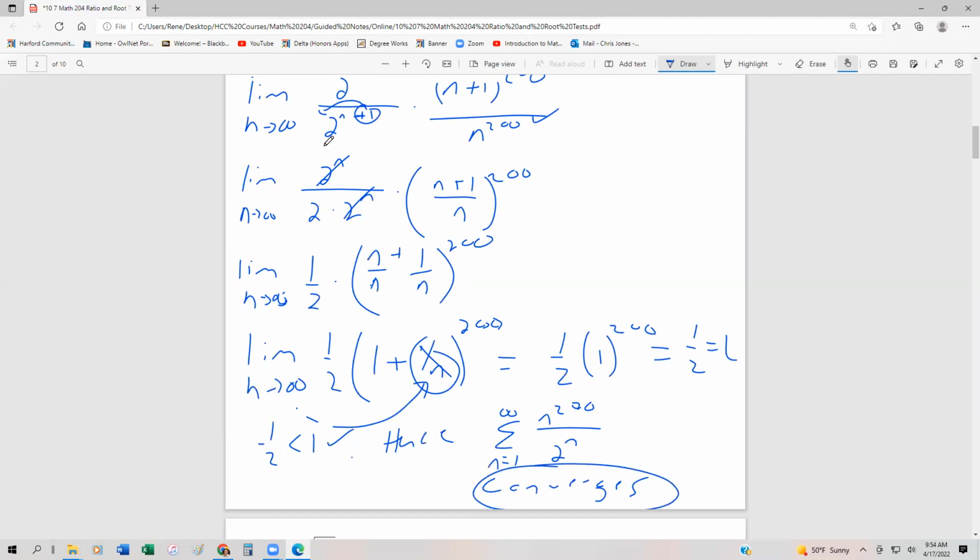So we're going to take a look at a couple more difficult ratio problems in the next videos, but hopefully this gives you an overview as to how to go about implementing the ratio test.